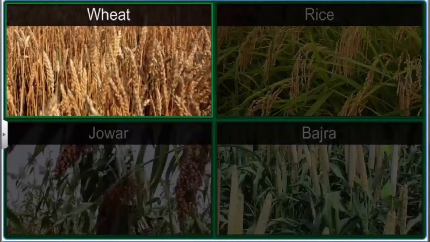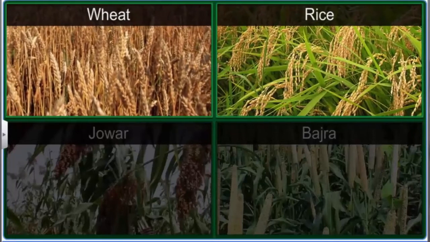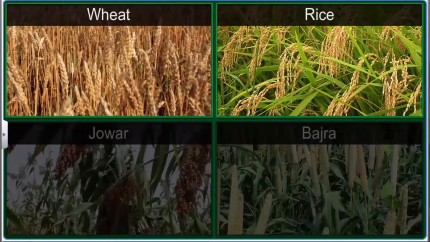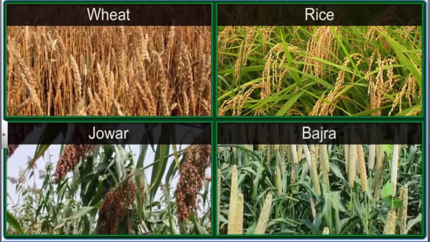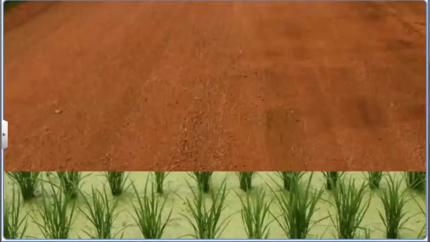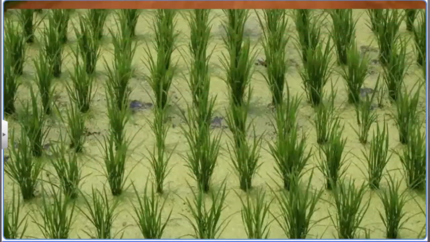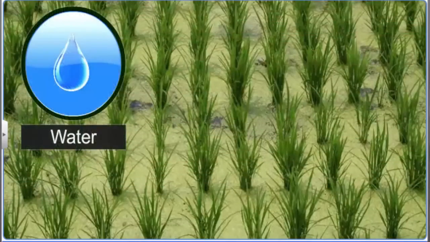The procurement of wheat and rice at enhanced minimum support prices has discouraged farmers from growing other food grains like jowar and bajra. Increasing cultivation of water-intensive crops like rice is leading to overexploitation of the limited water resources in many areas.